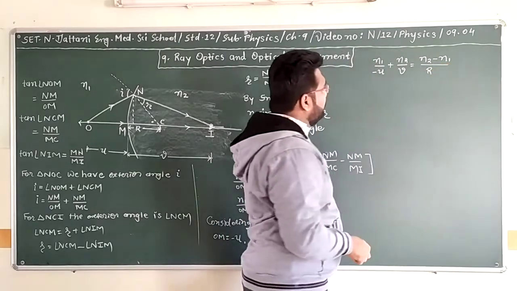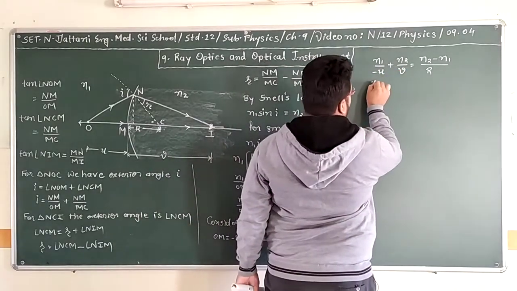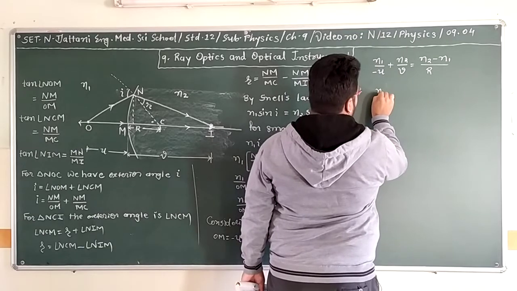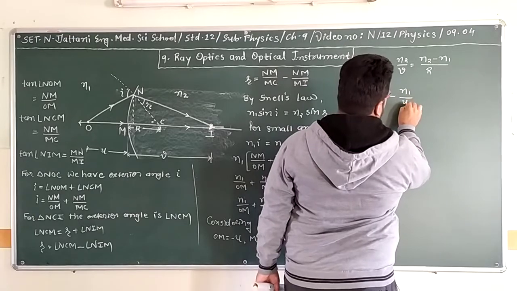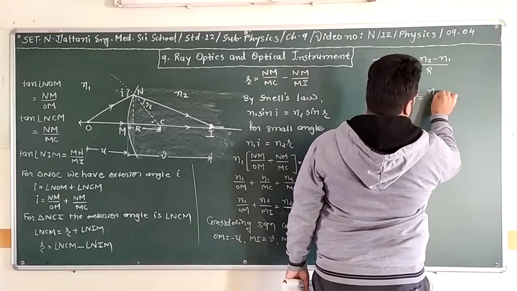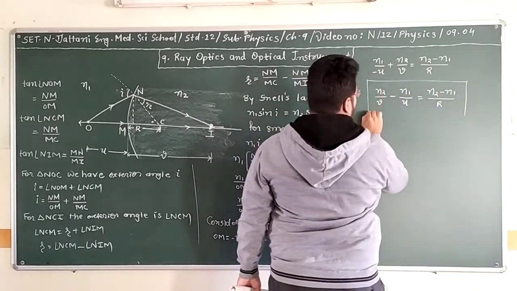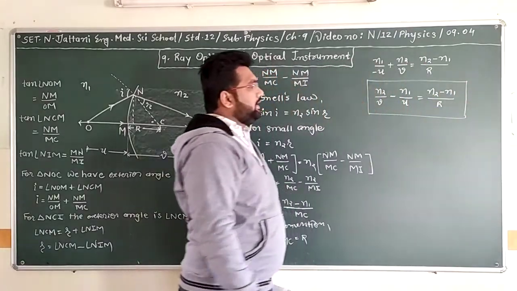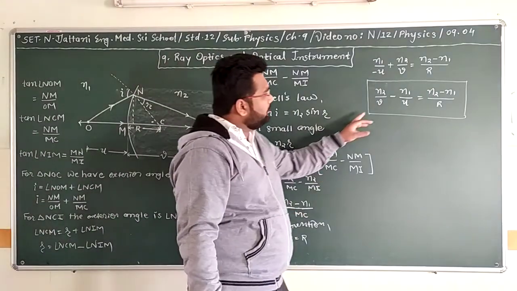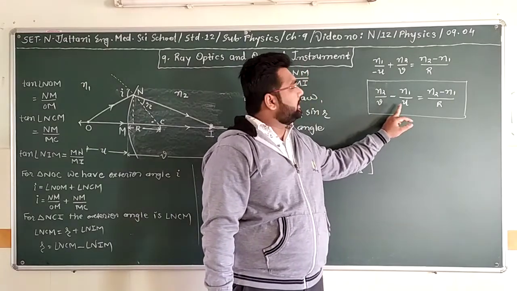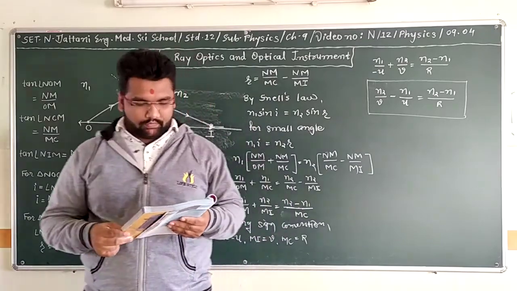So this is our value. So we can write N2 upon V. First we will write the positive term. So here we can write N2 upon V minus N1 upon U is equal to N2 minus N1 upon R. So this is our formula which gives us the relation between refractive indexes of both the mediums, and this is our image distance, object distance and radius of curvature.